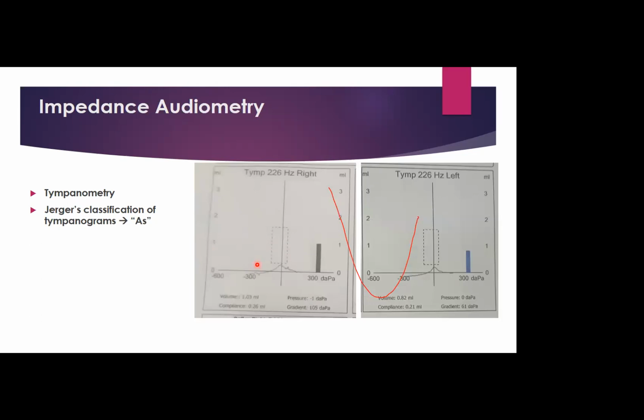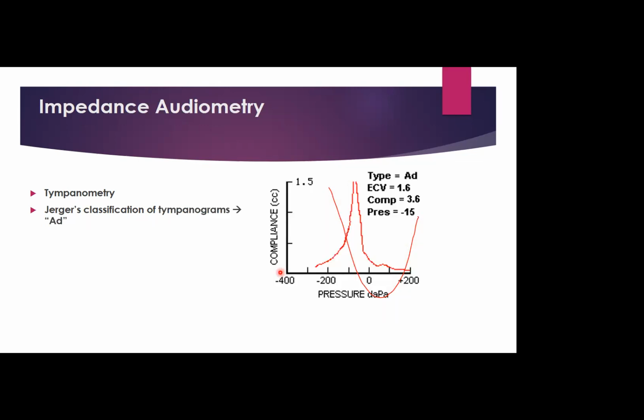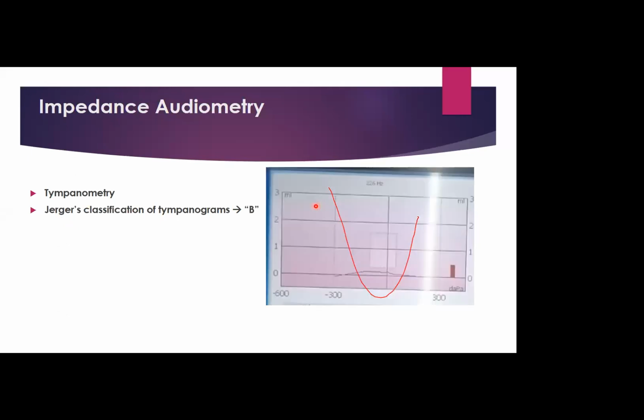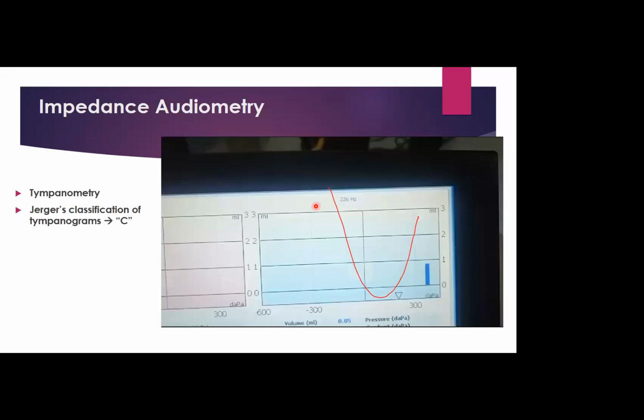Similarly, in this one, though the pressure is normal, the compliance is reduced. So it is a shallow type of tympanogram. The S stands for shallow. Conversely, when the compliance goes beyond this range, more than 1.5, then it is termed as type AD. D stands for deep. A flattish type of tympanogram indicating fluid in the middle ear, with no change in the admittance, is termed as type B tympanogram.